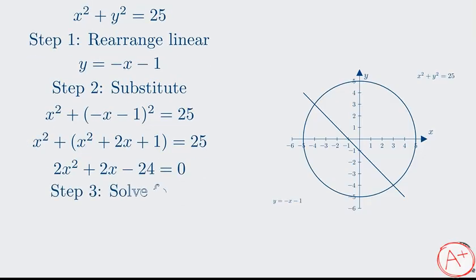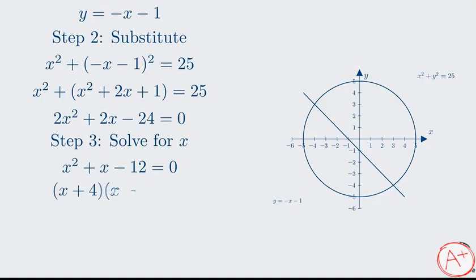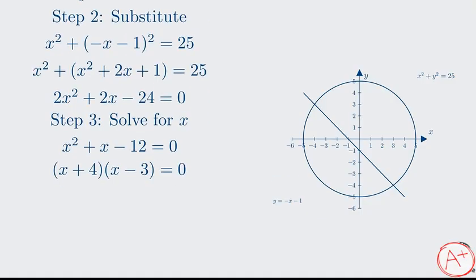Step 3. Solve for x. We can simplify this by dividing the entire equation by 2, resulting in x² + x - 12 = 0. This factors easily into (x + 4)(x - 3). We find that x can be -4 or positive 3.